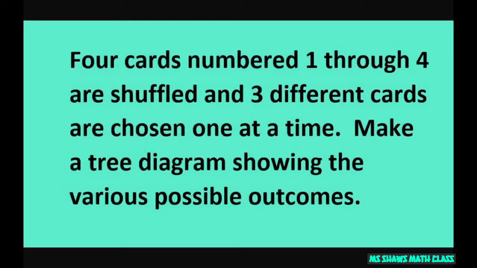Four cards numbered 1 through 4 are shuffled, and 3 different cards are chosen one at a time. We want to make a tree diagram showing the various possible outcomes.